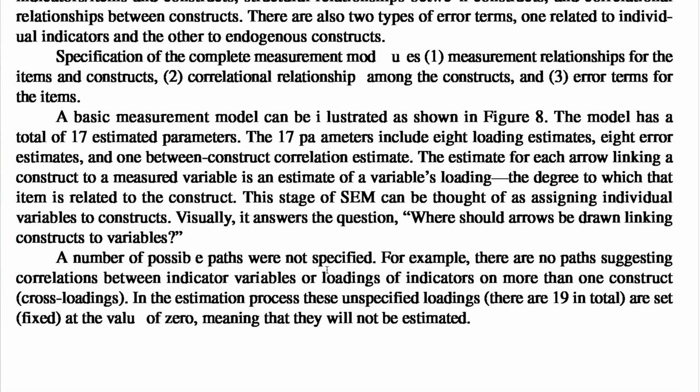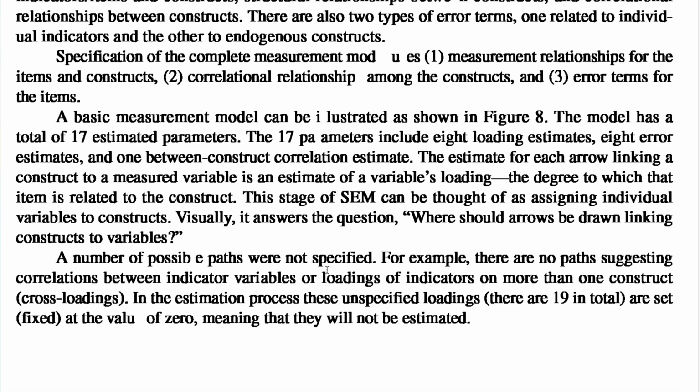A basic measurement model can be illustrated as shown in Figure 8. The model has a total of 17 estimated parameters. The 17 parameters include 8 loading estimates, 8 error estimates, and 1 between-construct correlation estimate. The estimate for each arrow linking a construct to a measured variable is an estimate of a variable loading, the degree to which that item is related to the construct.